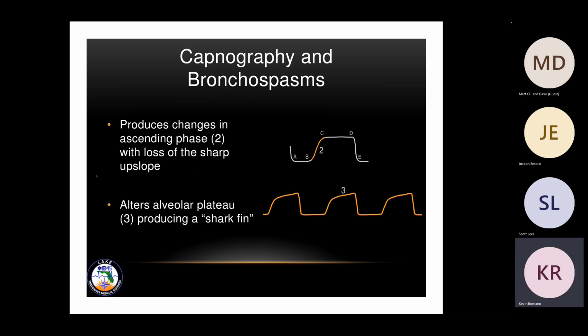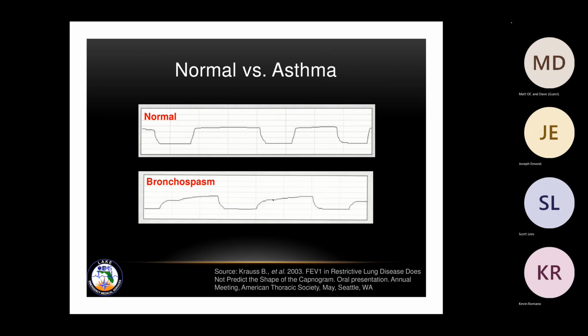So as we mentioned before, capnography in bronchospasm produces changes in ascending phase 2, with the loss of the sharp upslope. We don't have that anymore. So it alters the alveolar plateau, producing the shark fin. Because remember how Dave mentioned earlier in the presentation, as well as what I was mentioning, the patient's alveoli, when they're off-gassing, are not off-gassing all at the same time. It's kind of going into a wave, which then causes that shark fin waveform. As you can see here, normal versus asthma.